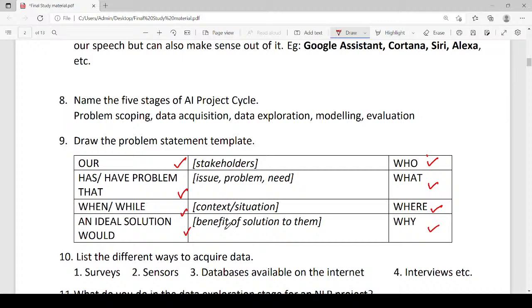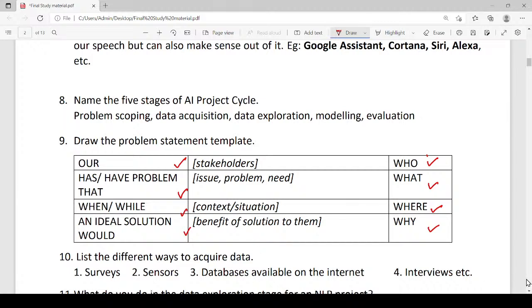Surveys, exactly. Observations, web scraping, sessions with a therapist for an NLP, this is right. Definitely interviews, cameras, very good. So these are different ways. It could be surveys, sensors, cameras, observation, or a web application programming interface. In this particular example of NLP, it is databases available on the internet, interviews and so on. Okay, let's move on to the next question.